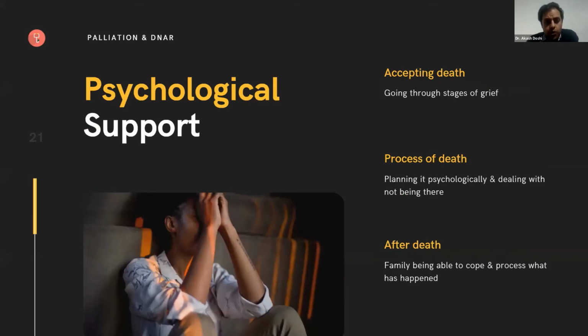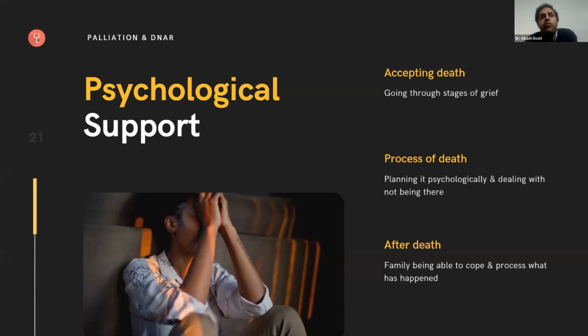We also need to offer psychological support. We need to recognize that dying is very difficult for not only the patient, but for everyone else around. And so it may take a while for people to accept the fact that they're passing away, and they may go through all those stages of grief you hear about, from denying it to accepting it, to feeling horrible about it, to getting angry about it. And they need support through all of those stages. The process of death itself can be very psychologically draining. And for the patient and for relatives, the idea that somebody might not be there in a day, in a week, in a month. And then after death, it's about helping that family cope with what's happened, process what's happened.